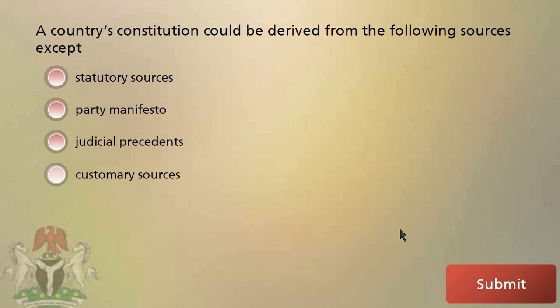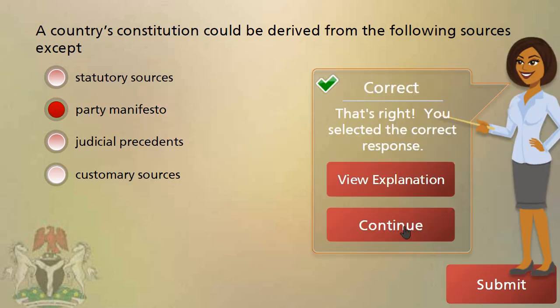Alright, question 15. A country's constitution could be derived from the following sources except A. Statutory sources, B. Party manifesto, C. Judicial precedent, D. Customary sources. The right answer here should be party manifesto. A party manifesto is not one of the sources of constitution. It simply means the planned programs of a political party. So the answer is B.